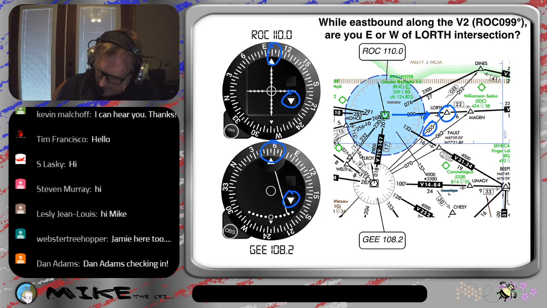So assuming that we were trying to fly outbound on there, and we have to go to the right to get on course, that means that we're somewhere over here, which means that we are still approaching Lorth intersection. How far off are we? Well, we still have 2, 4, 6, almost 8 degrees left to go. So we are 8 degrees shy of Lorth intersection. So that means that we are somewhere west of the intersection.